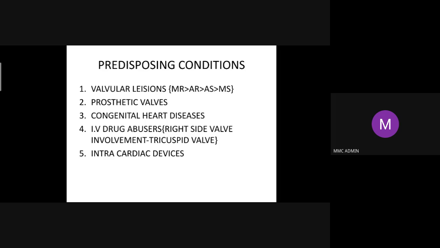Apart from the valvular lesions, people who have a prosthetic valve are more prone to infective endocarditis. Some people have congenital heart disease, and they are also more prone. In IV drug abuse, mostly right-sided valves get involved in the heart, and the most common is the tricuspid valve. People who have intracardiac devices are also more prone to infective endocarditis.